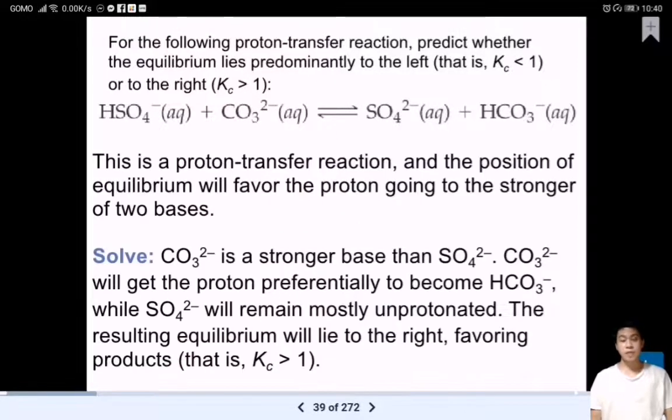So this is a proton transfer reaction. The position of the equilibrium will favor the proton going to the stronger of the two bases. So CO3²⁻ is a stronger base than SO4²⁻, because CO3²⁻ will get the proton preferentially to become HCO3⁻, while SO4²⁻ will remain mostly unprotonated. The resulting equilibrium will lie to the right, favoring products, that is Kc greater than 1.